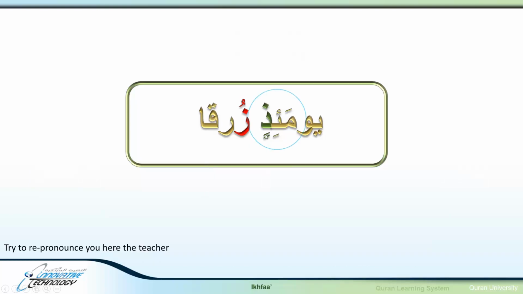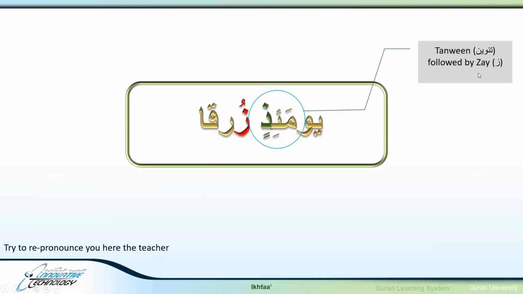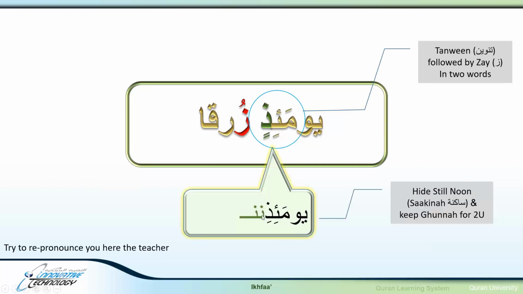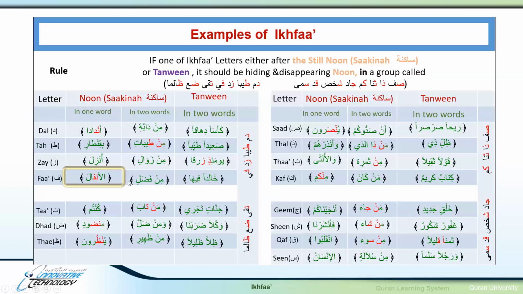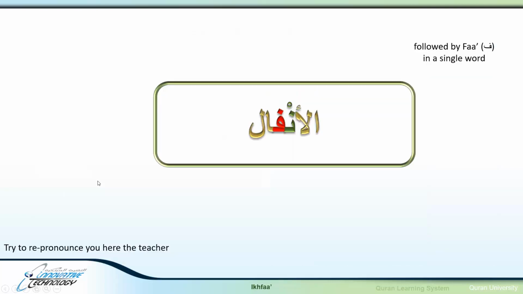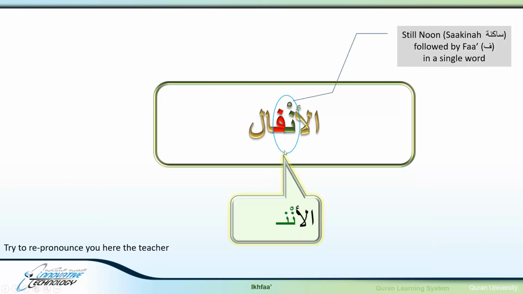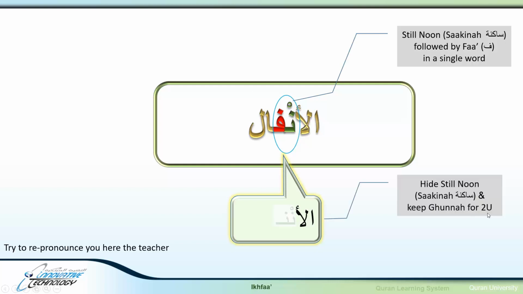Here we have a tanween followed by a zain, harf zay, in 2 words, and we will hide the nun sakina of the tanween and keep the ghunna for 2 units. Next example is al-anfal. Here we have a nun sakina followed by a fa in a single word. If we want to hide this nun sakina, we're going to hide it and keep the ghunna for 2 units, and it will sound like this.